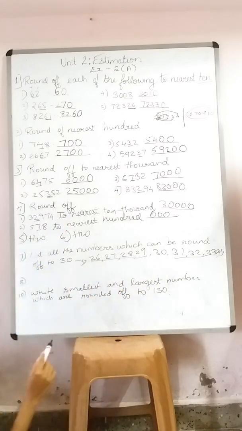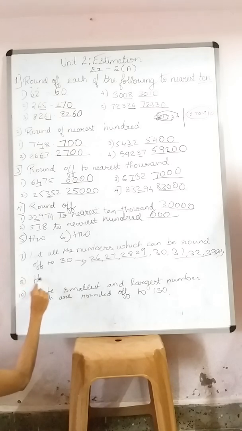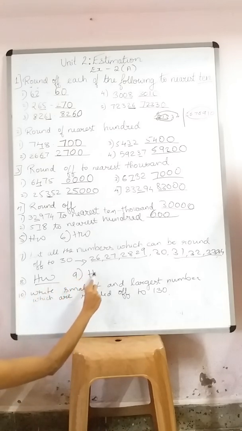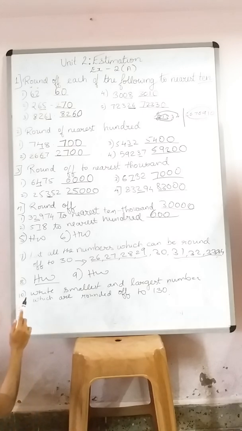So these are the numbers which are rounded to 30. Number 8 is your homework. Number 9 also is your homework. So simple sums I have given as homework. You please solve them.